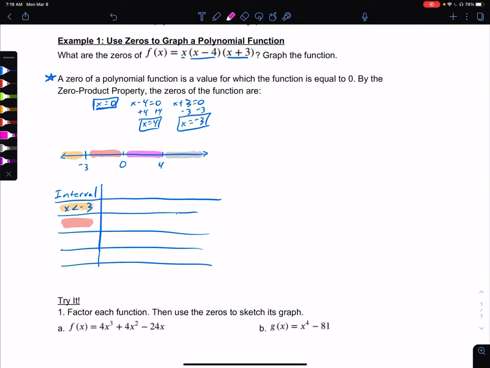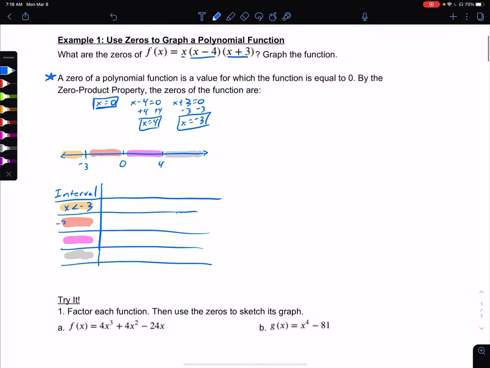My second interval, I'm going to shade all these in so we can color code these, would be from negative 3 to 0. Then I would have from 0 to 4. And then finally, when x is greater than 4. Those are the 4 intervals that will wind up on my graph.